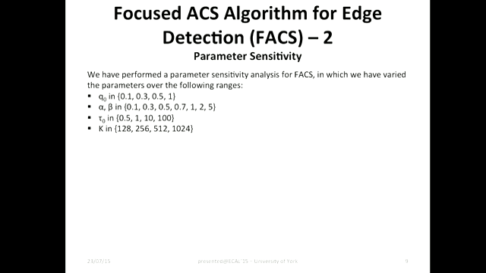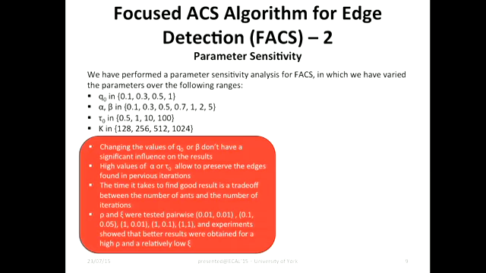Moreover, in the paper we have also performed a parameter sensitivity test for the different parameters used in ACS, where we try to change the values of those parameters, as we can see here on the current slide. And the conclusion was that with changing Q0 and beta, there is no significant change in the performance of the algorithm, whereas by increasing the values of alpha and tau 0, we preserve edges found in previous iteration.